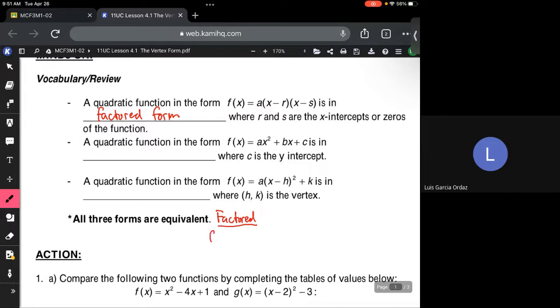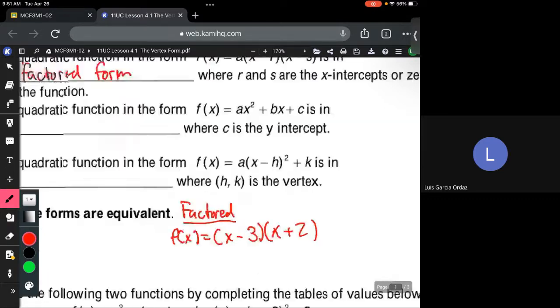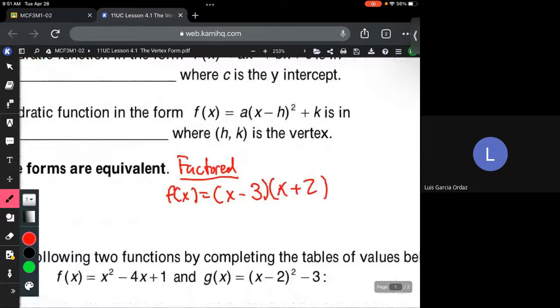So if we have f of x is equal to x minus 3 and x plus 2, can someone tell me what my x-intercepts will be? What are they? Nope. Yeah. So my x-intercepts are when x is equal to -2 and x is equal to +3.